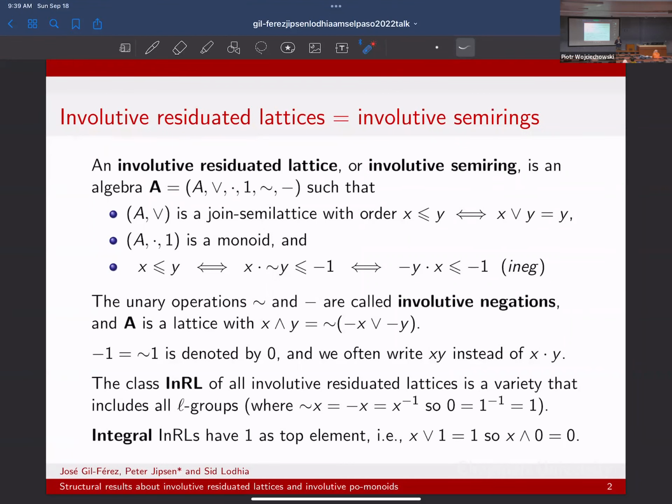The constants coincide. Now the difference in this talk is that for lattice ordered groups we wouldn't be able to do this, but in involutive residuated lattices, the identity can be the top element. And in that case, we call them integral. And then 0, which is the involution of the identity, either the minus or the tilde of the identity, is going to be the bottom element. And so you get an ordered structure which is bounded by 0 and 1.